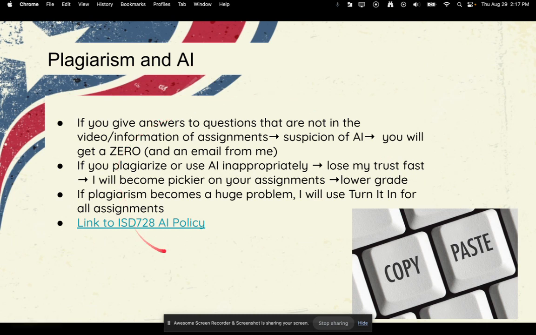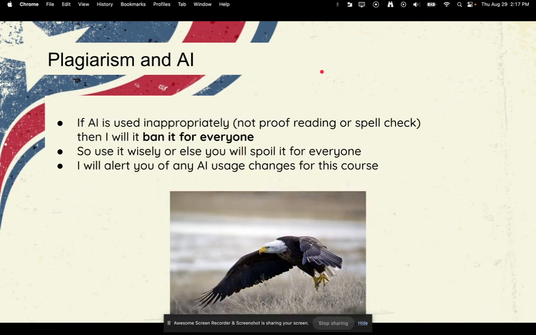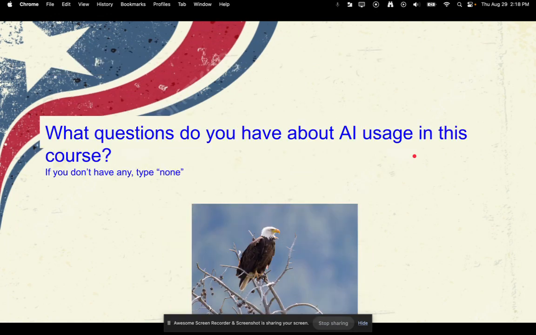And then if you want to know more about the AI policy from the district, there's a link to it there. So if AI is used inappropriately, so for things other than proofreading and spell checking, then I will ban it for everyone. So use it wisely or else you will spoil it for everyone. And that's not a good trait to have as a peer. I will alert you of any AI usage changes to this course as well.